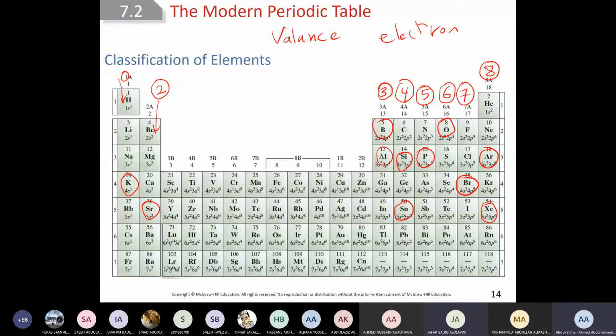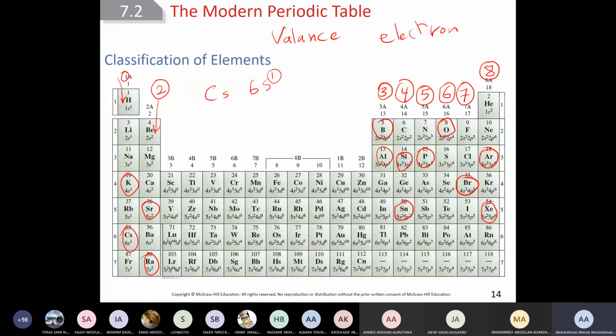Okay, Cs? One. Ra? Two. That's all. And the valence electrons are in the last s and p. If you look at the structure of the valence of Cs, the last shell for Cs, for example, it is 6s1. Only one, and that's it.